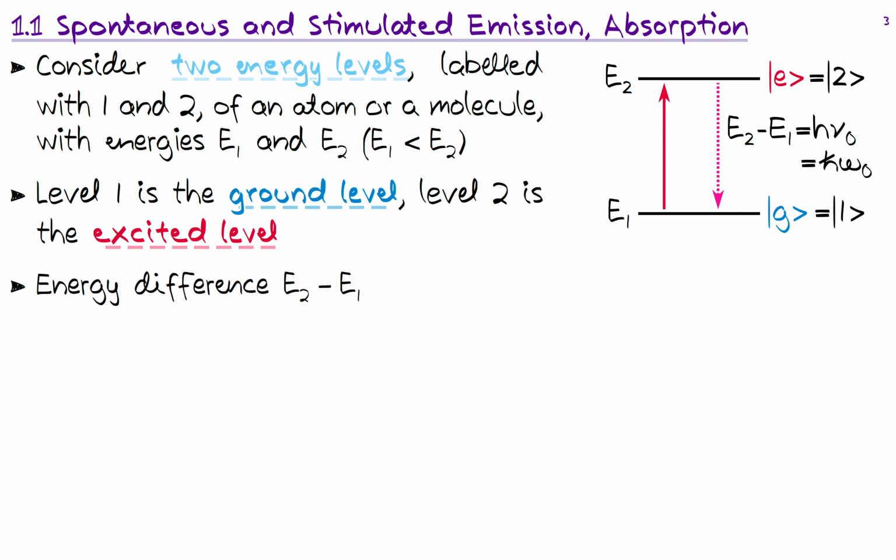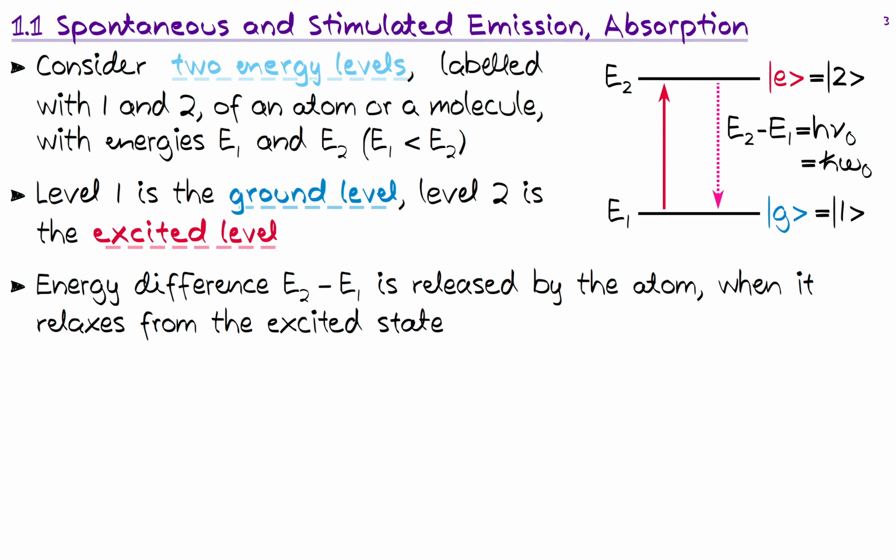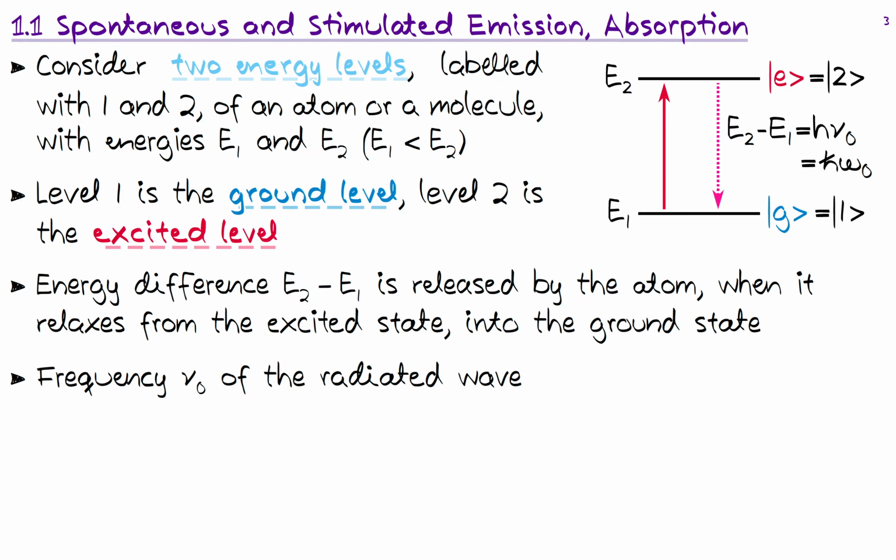The energy difference E2 minus E1 is released by the atom or a molecule, or in principle, of course, it could be a semiconductor system there too. In any case, a system of an active medium. And then when this happens, the system relaxes from the excited state into the ground state. And that's the process known as spontaneous emission.